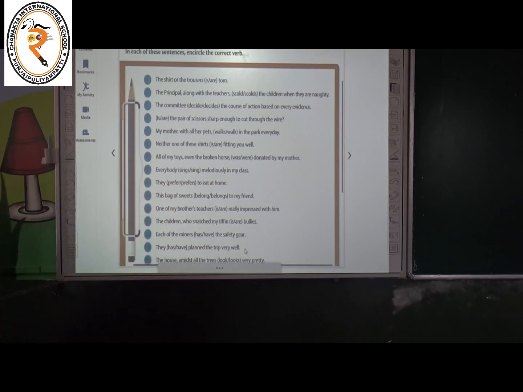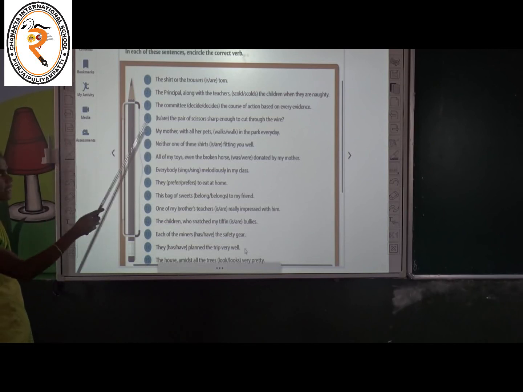And the fourth one, is or are the pair of scissors sharp enough to cut through the wire. So what is the correct verb? It is is. So you have to insert the verb is.